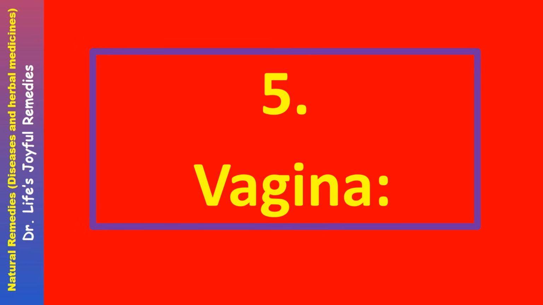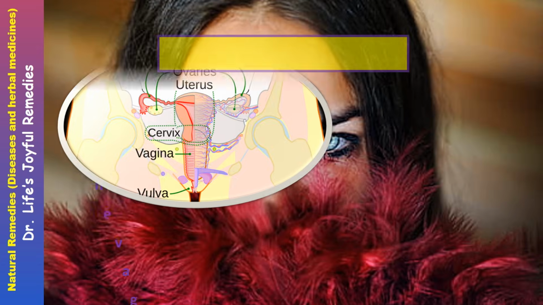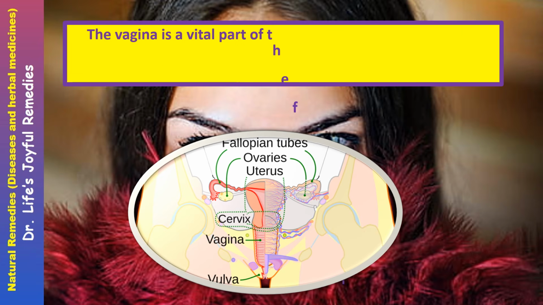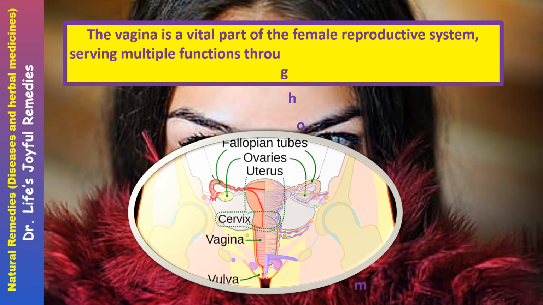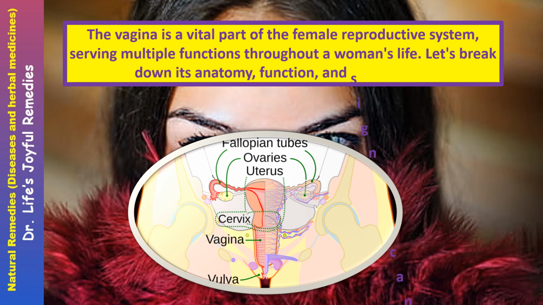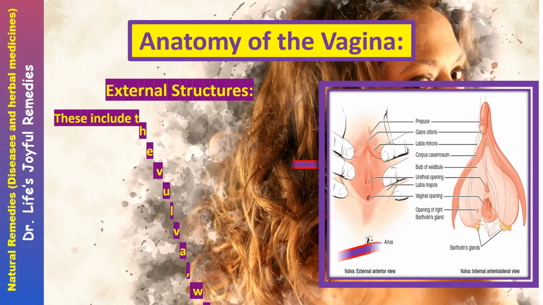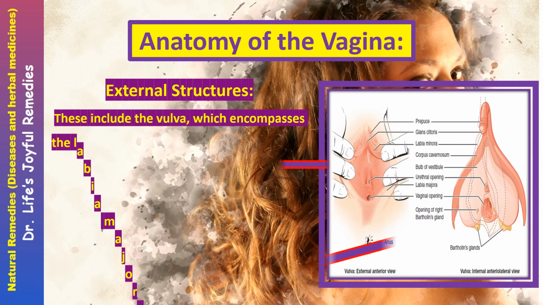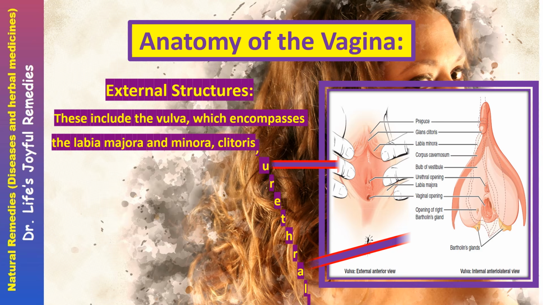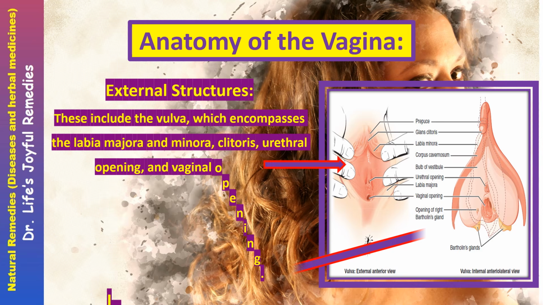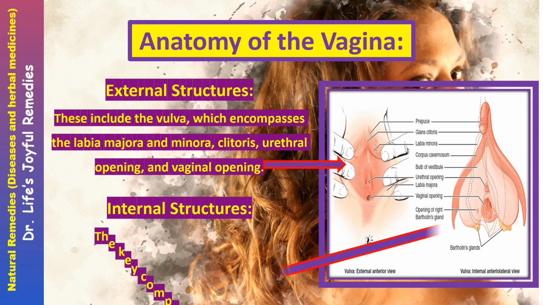5. Vagina. The vagina is a vital part of the female reproductive system, serving multiple functions throughout a woman's life. Let's break down its anatomy, function, and significance. Anatomy of the vagina. External structures. These include the vulva, which encompasses the labia majora and minora, clitoris, urethral opening, and vaginal opening.